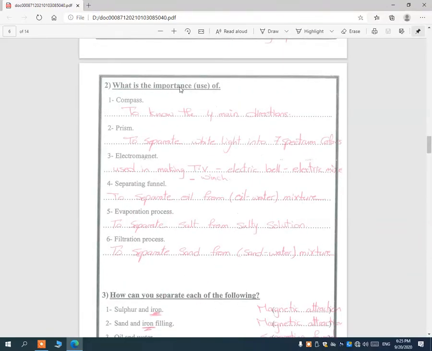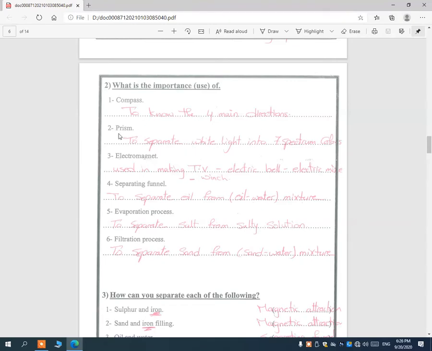What is the importance of the use of all of the following? One by one. Number 1, compass. What is the use of the compass? To know the 4 main directions. We use the compass to know the 4 main geographical directions.